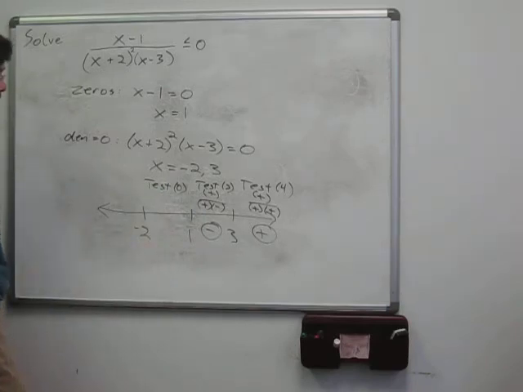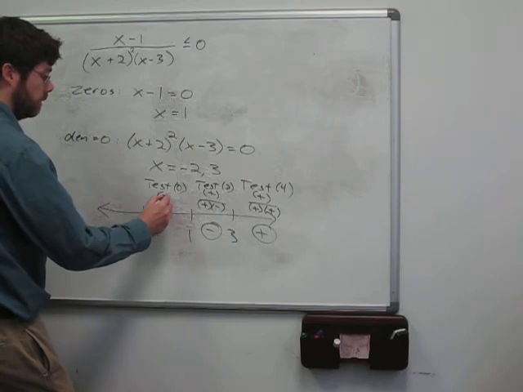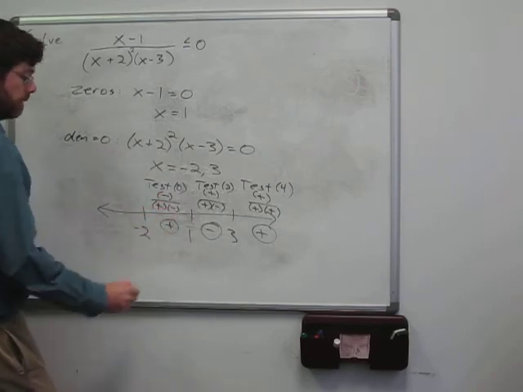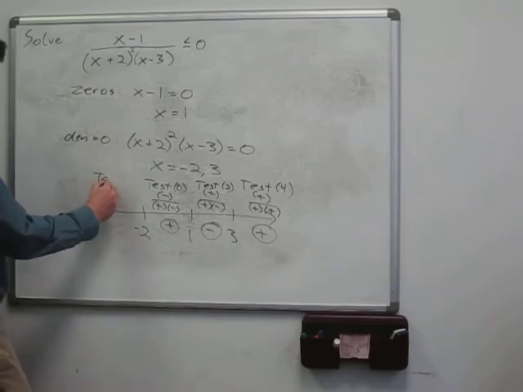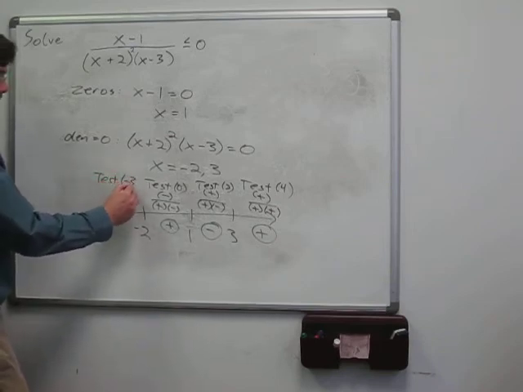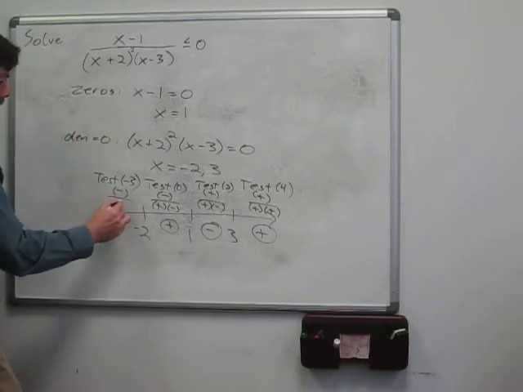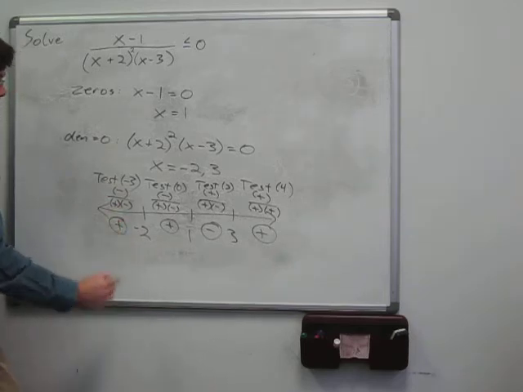We can choose 0 as a test value in this interval, and we get a negative over a positive times a negative, which is positive. And the left interval, we can test -3, and we get, again, a negative over a positive times a negative, which is positive.